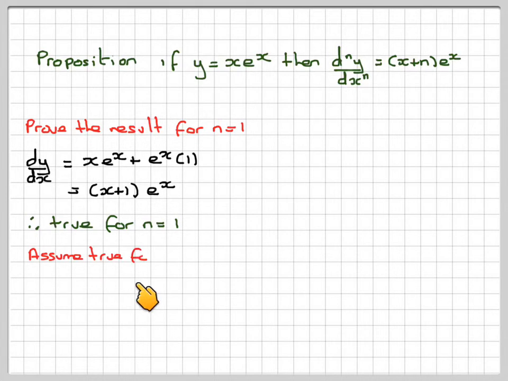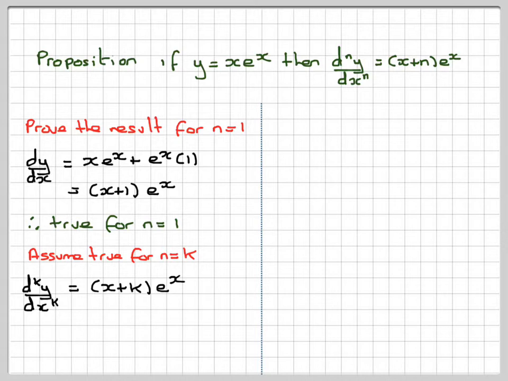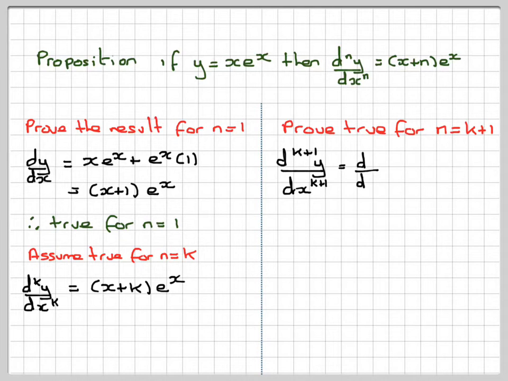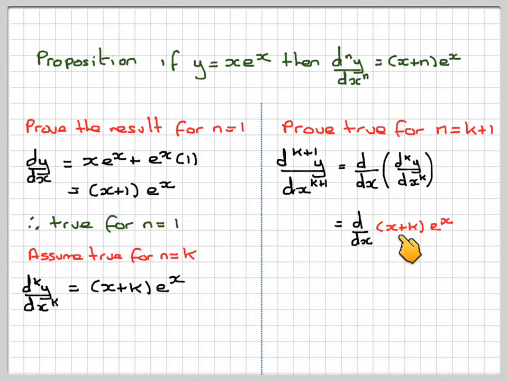Right, we assume it's true for n equal to k. So that means that the kth derivative will be x plus k e to the x. And then in order to find the k plus 1 derivative, we need to differentiate this again. So we prove it true for n equal to k plus 1. We need to differentiate the kth derivative. So that's going to be d/dx of the assumption, x plus k, e to the x.